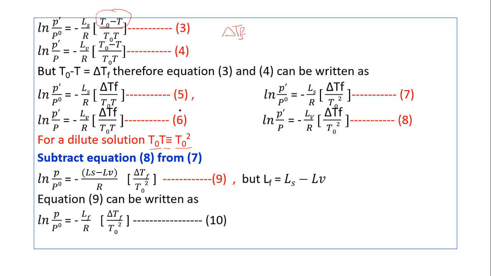So equations 5 and 6 can be written here in this way. Remaining will be the same, only T0 into T is equal to T0 square here. So equations 7 and 8. Now subtract equation 8 from 7. Subtract this equation 8 from this equation 7.